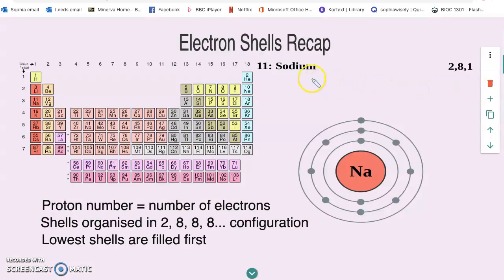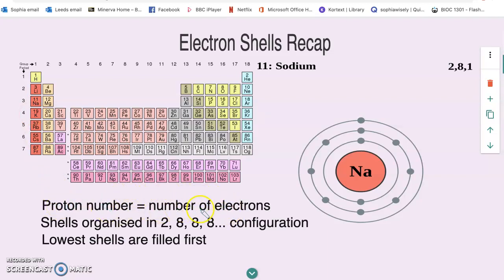So a little recap on electron shells. If we look at sodium as an example on the periodic table, there's an 11 denoted above the sodium, and the 11 represents the proton number, and the proton number is the number of protons in the nucleus of the atom, and protons are positively charged particles. And so in order for an atom to be neutral, it must have the same amount of positively charged particles as negatively charged particles, and negatively charged particles are electrons, so they must have equal numbers of protons to electrons.